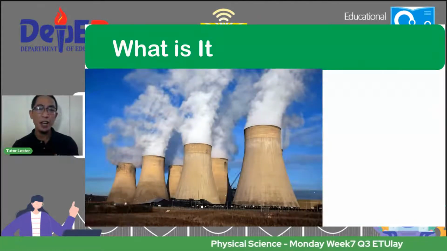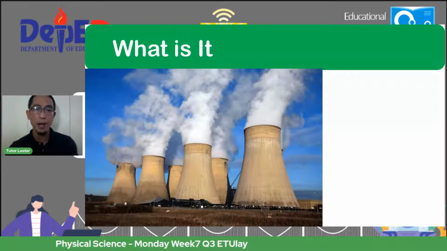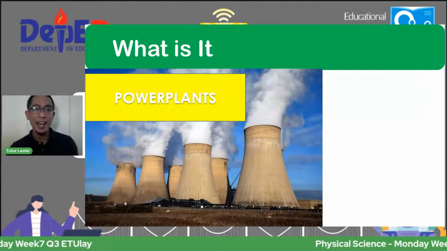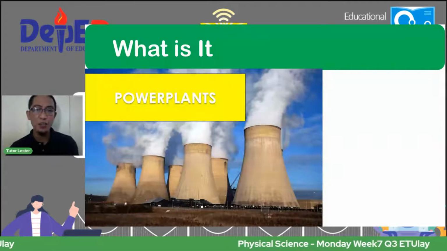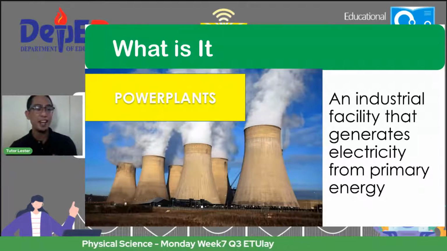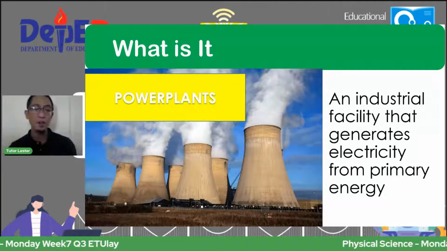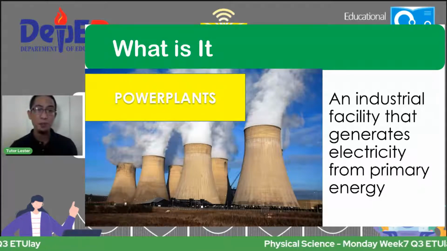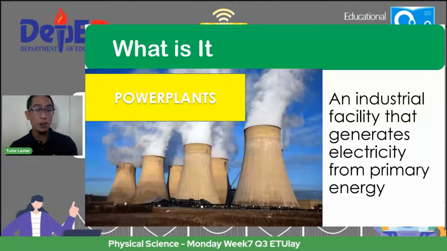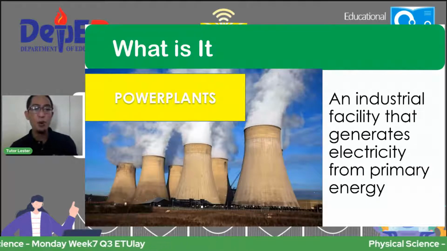So now let us define what a power plant is. So ano po itong power plant? So a power plant, this is an industrial facility. So this industrial facility generates electricity from primary energy sources, gaya ng mga sources na na-mention po natin sa previous slides. So kalimitan, most of these power plants have one or more generators. So ano po itong generators?